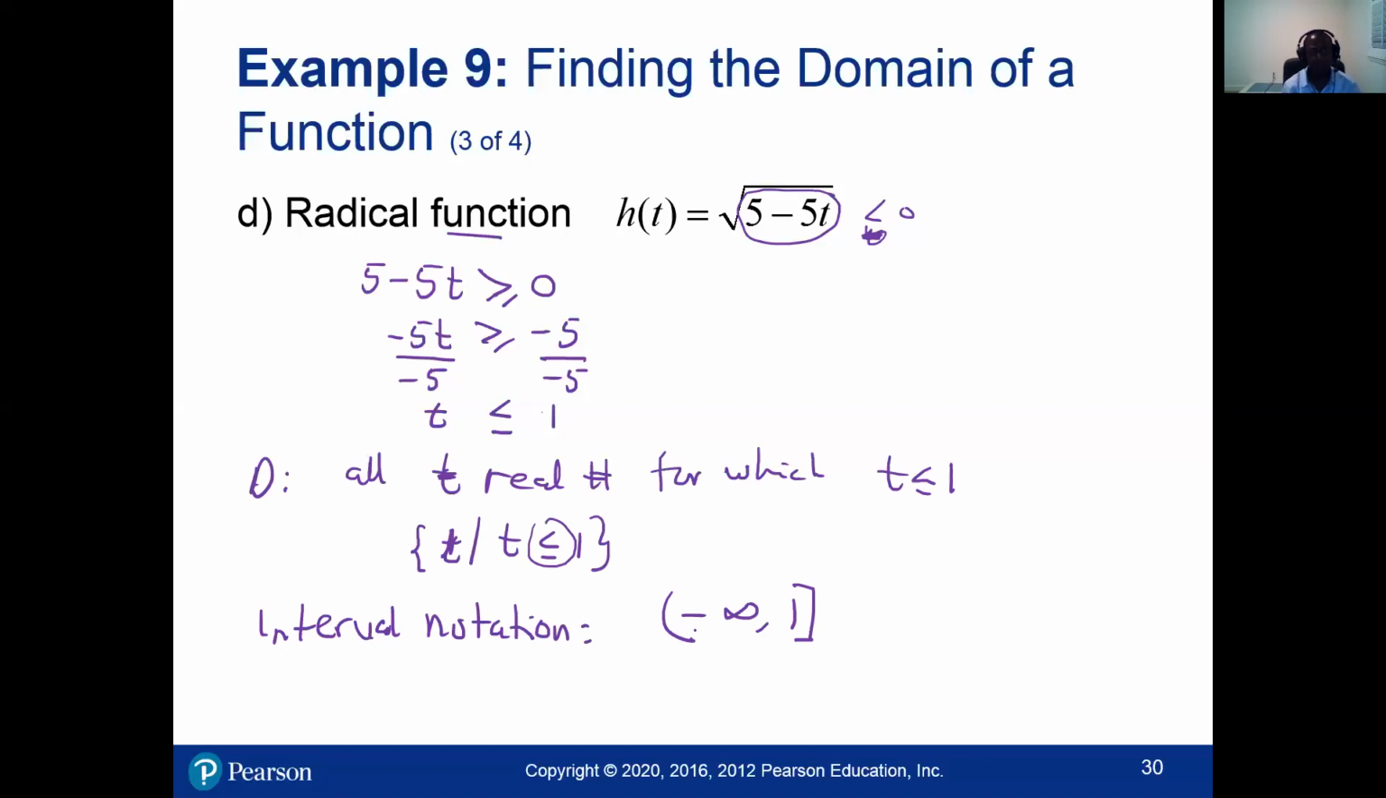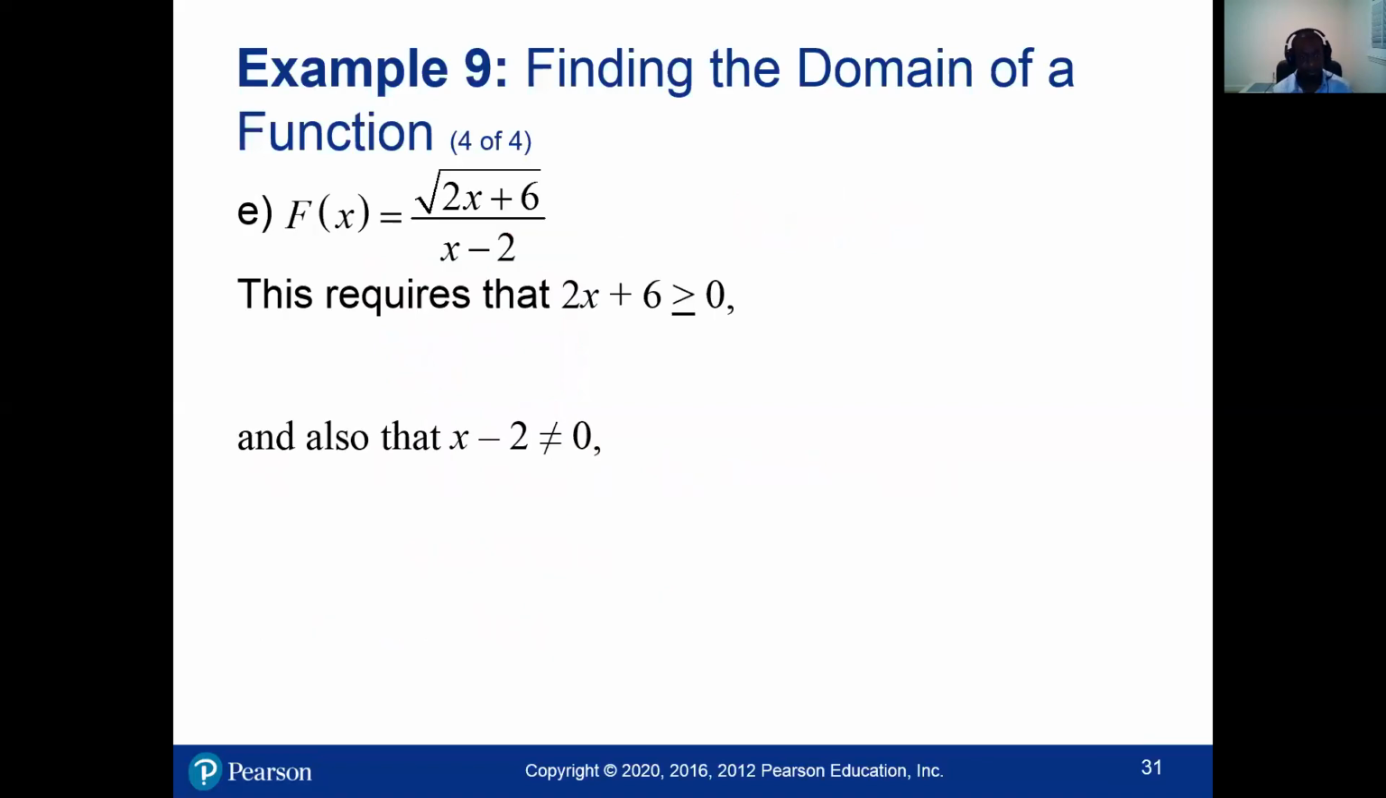All right. So now this here is another function. Look at the numerator and the denominator. The numerator is a radical expression, and then the denominator is linear. So this is a combination of 2 different functions. We're going to treat them individually, and then we'll combine.